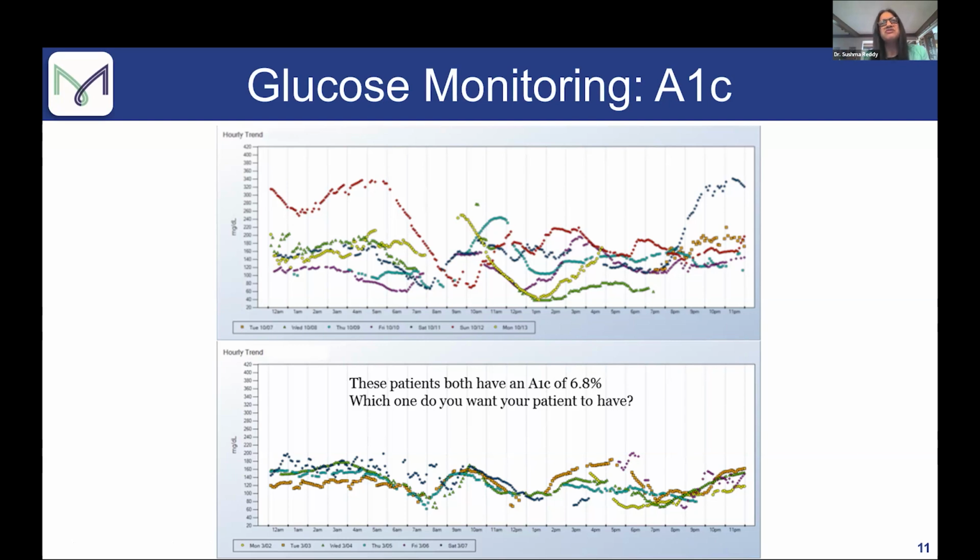What does this also mean? If you see somebody in your clinic whose A1C is under 7, it doesn't always mean they're doing great like this patient. They could also have that A1C under 7 and look like this. So if that's a patient on insulin or on any agent that could cause hypoglycemia, you definitely want to get a CGM at least once to make sure they're not looking like this patient up here, but are more like this.